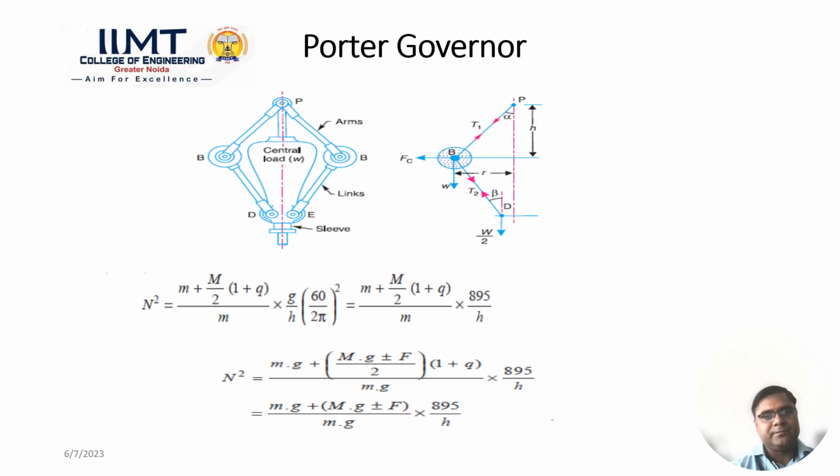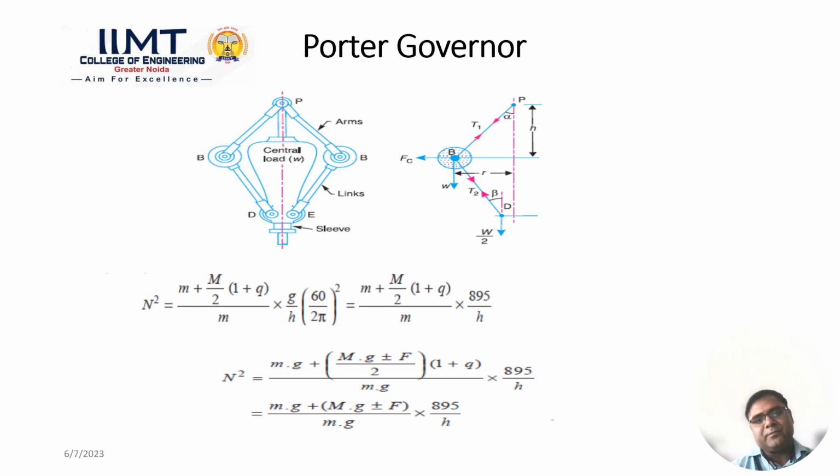In the Porter governor, the basic construction is that the flyball is connected at the intersection point of the upper and lower arm, and a central load is placed on the sleeve. After placing the central load on the sleeve, the tension on the upper and lower arm increases. So in this case, the tension in the upper arm and lower arm cannot be neglected, and the load on the sleeve also increases because here we have placed a central load W.